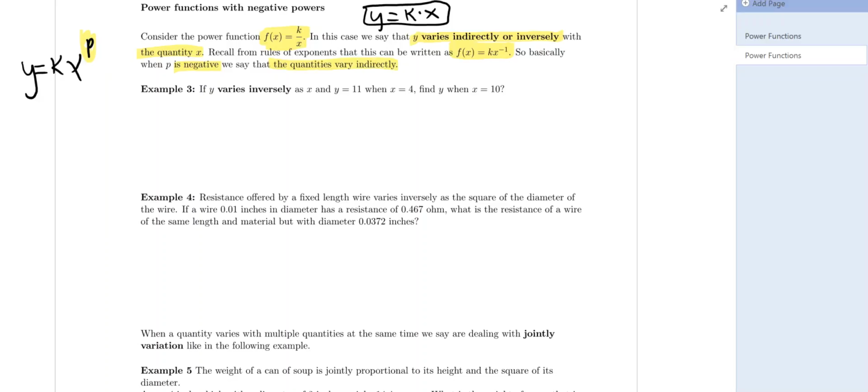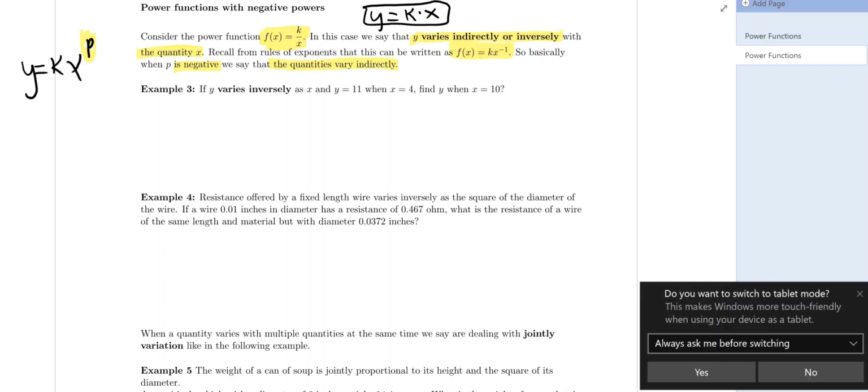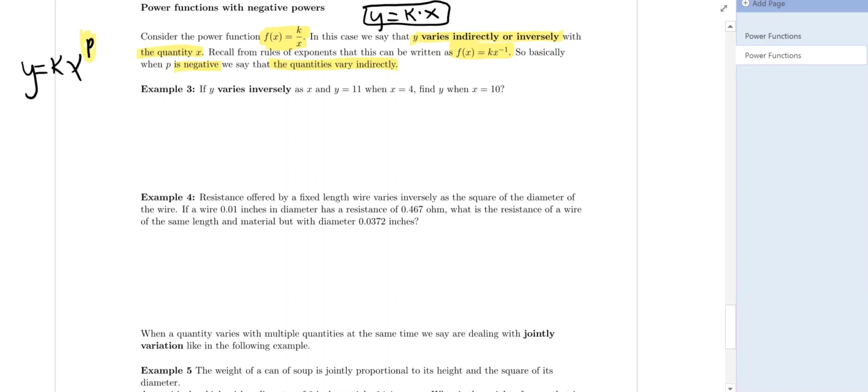So let's look at a couple of examples. If y varies inversely as x and y equals 11 when x equals 4, let's find y when x is 10. As soon as you see that y varies inversely as x, you write down the formula. It's y equals k over x. Now, when y is 11, instead of y, I'm going to put 11 equals k over, when x is 4, I'll put x equals 4.